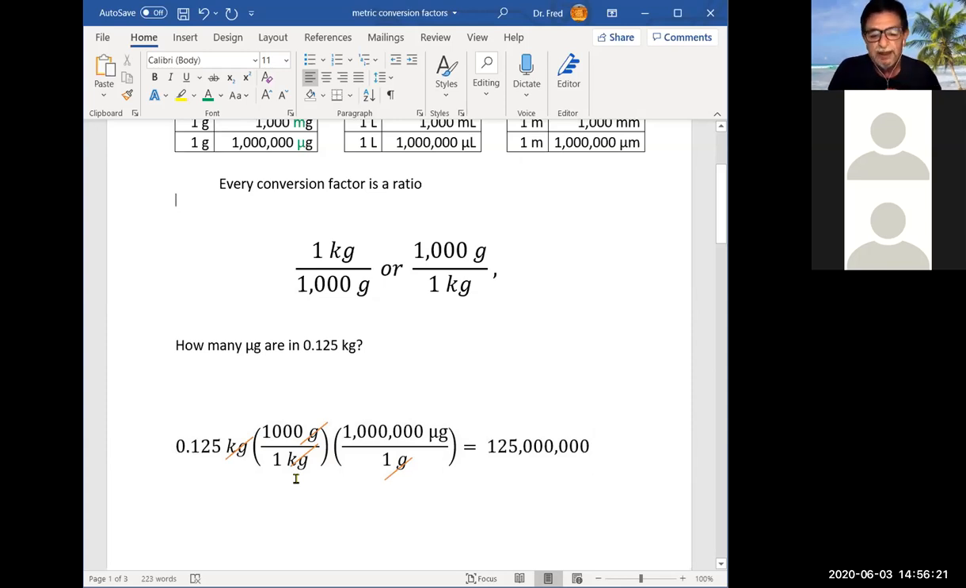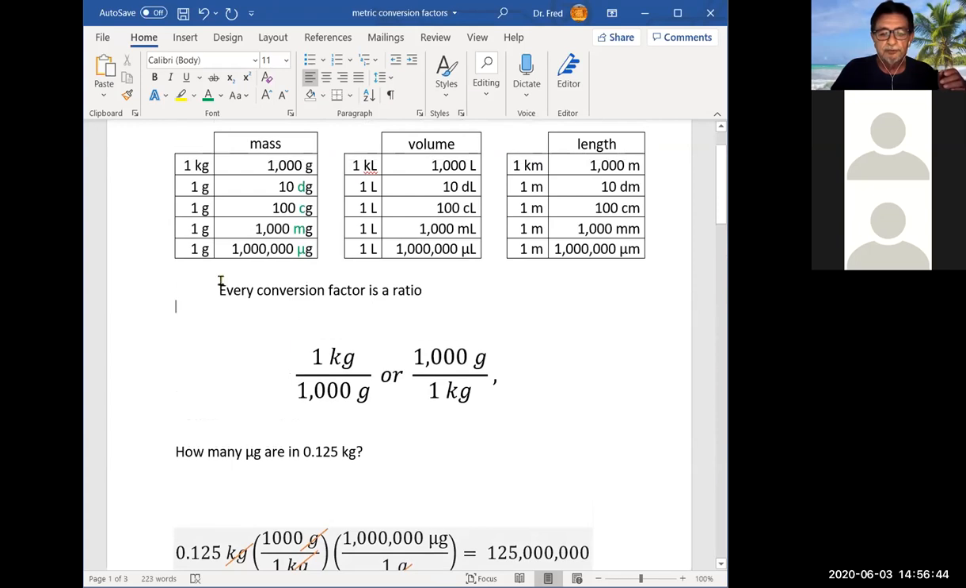And I write it with grams on top and kilograms in the denominator. Why do I want to do that? Because I'm trying to get rid of kilograms. I put a line over it, and you notice the units cancel. So if I were to stop the calculation at this point, the units I would have is grams. But they're asking me for micrograms. So I need to put in one more factor.